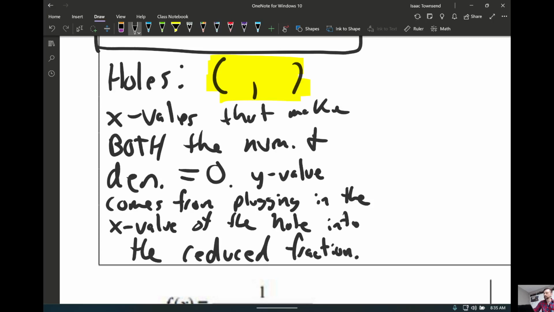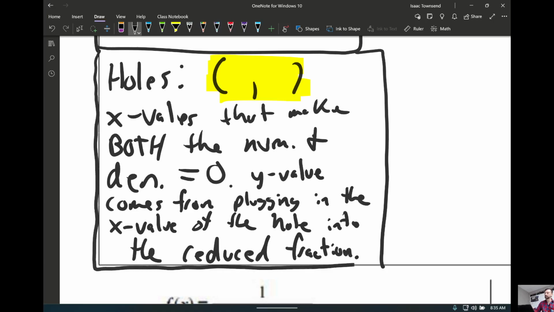So when there's a number that makes the numerator and denominator 0, we know there's a hole. The x value that's making that happen is the x value of the hole. And to find the y value of the hole, we have to plug in the x value of the hole into a reduced fraction. So we need to cancel out the common factors from the numerator and denominator to reduce it, and then plug in the x value.